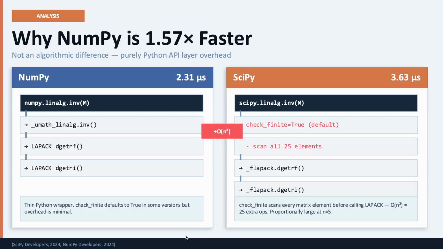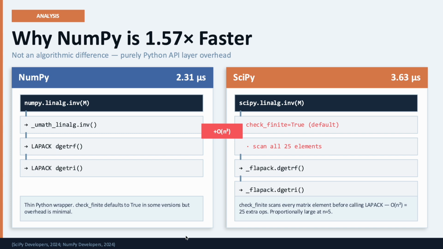Both libraries call the same LAPACK routines. Why is NumPy almost 1.5 times faster than SciPy? The answer is entirely based on the Python API layers. When we look at these two stacks of NumPy and SciPy, NumPy calls the function directly, called underscore umath underscore linalg, which calls directly into LAPACK, and it's a thin wrapper with minimal overhead.